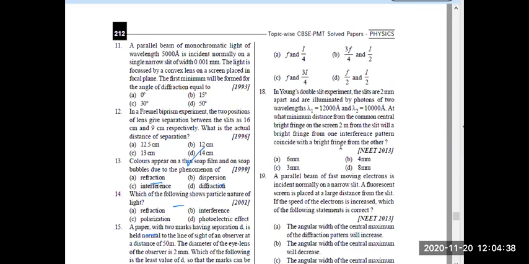Tell me, X should be same, yes or no? Right? So can I say that x1 is equal to n1 lambda 1 D by d, right? And x2 is equal to n2 lambda 2 D by d. And this x1 should be equal to x2 for coinciding. So n1 lambda 1 is equal to n2 lambda 2, yes or no?